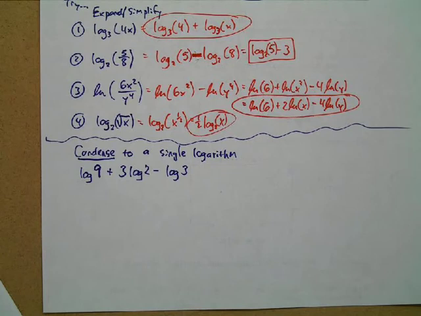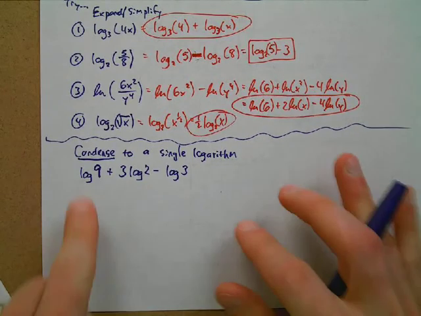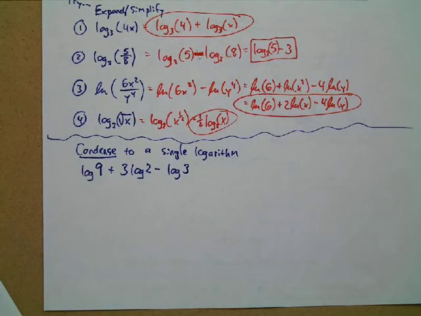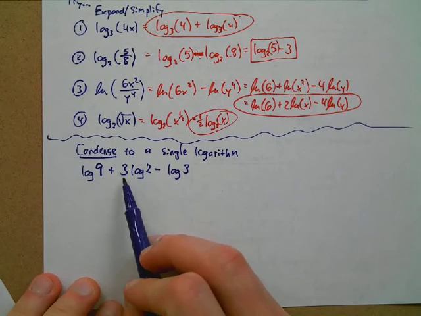So now we're going to take our logarithms here and we're going to condense them down to a single logarithm. So we're going to work backwards now. So what might be a good first step to do here? Ideas? All right, how about this? I'll start right here with this 3. What can we do with this 3?